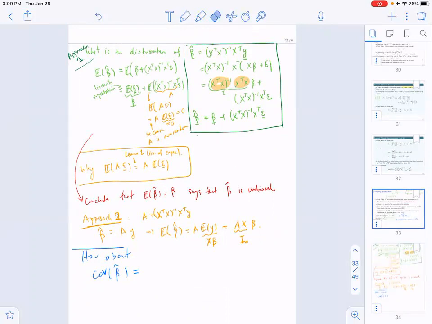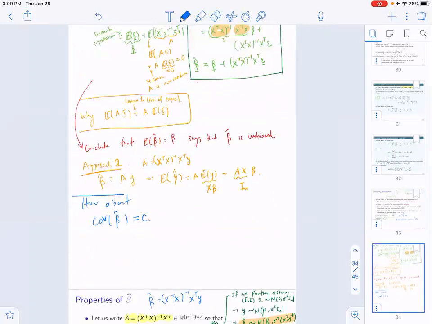So what happens if I write this as the covariance of A Y? Does this ring a bell? You could do A squared times the variance of Y. Okay. Is there any objection to this? Is this good?